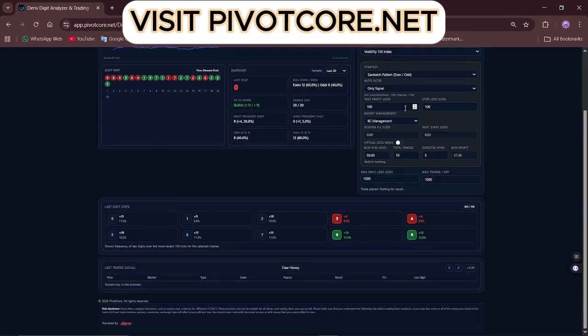If you've been trading on Deriv, you know that timing and consistency are everything. Today, I'm showing you a game changer for your trading workflow. We are looking at PivotCore.net, a powerful auto trading platform designed specifically for Deriv traders.